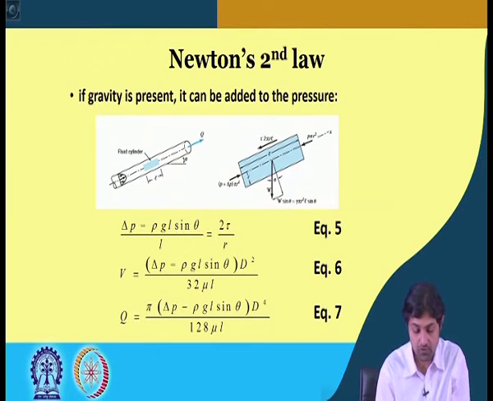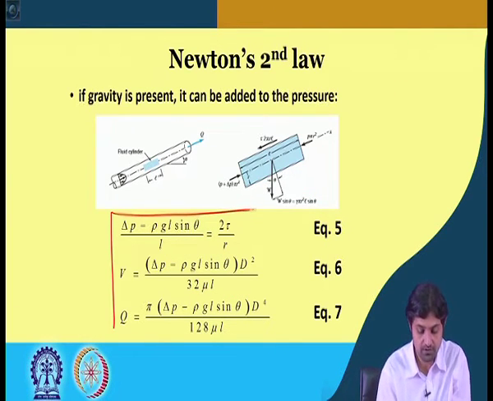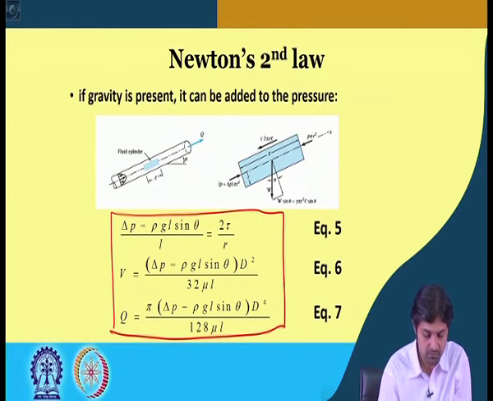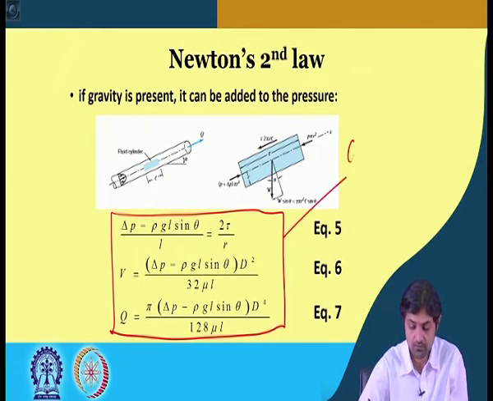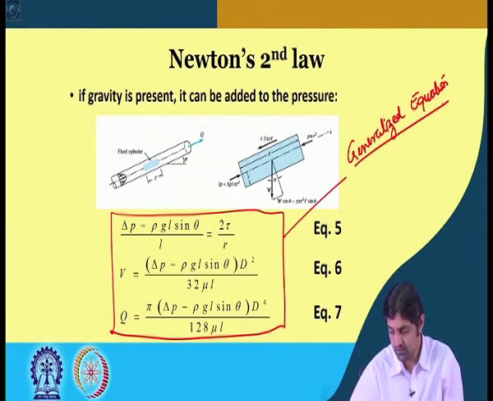So, you can also try to remember these equations. At least Poiseuille's law you remember, that is quite important, with or without the change in angle, whether the gravity is there or not, with the sloping pipe. So, these are the generalized equations.